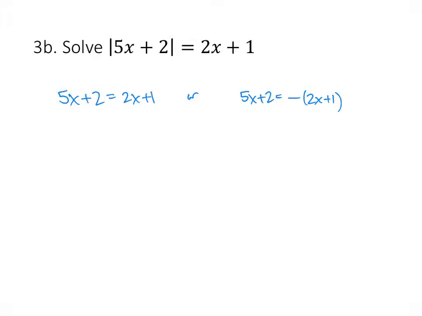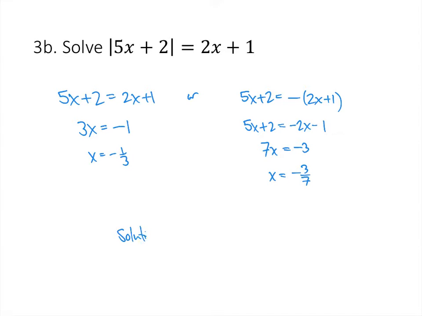So for this first example, 5x plus 2 equals 2x plus 1, we subtract 2x from both sides, subtract 2 from both sides, divide both sides by 3, we get x equals negative 1/3. For the second example, 5x plus 2 equals negative 2x minus 1, add 2x to both sides, subtract 2 from both sides, divide both sides by 7, and we get x equals negative 3/7. Plug those back into the original equation, check to make sure they work out, but they do, and we get that our solution set is negative 1/3 and then negative 3/7.